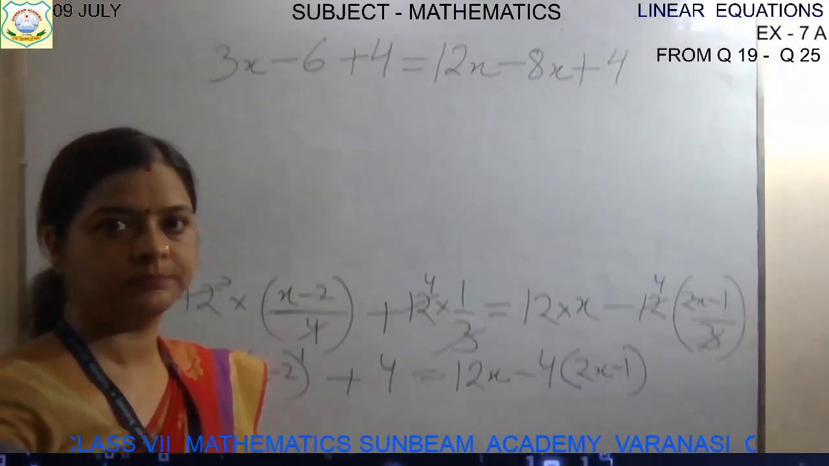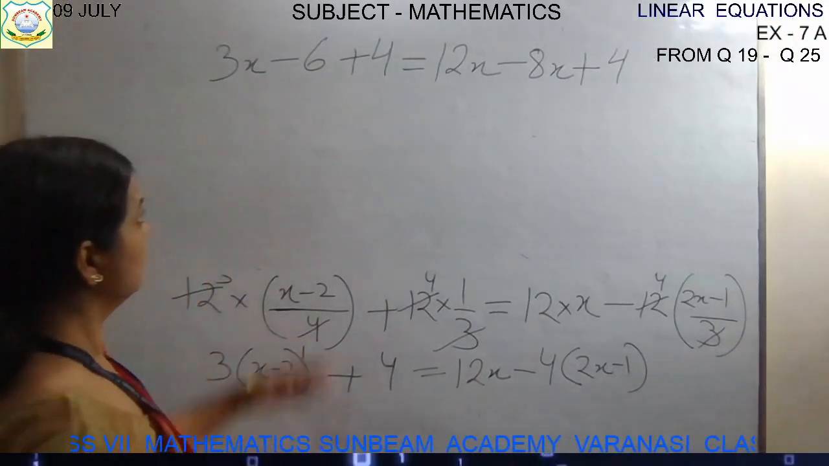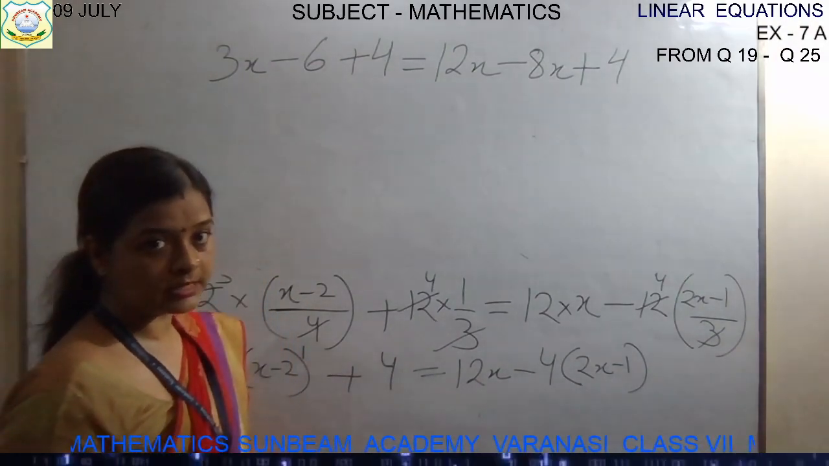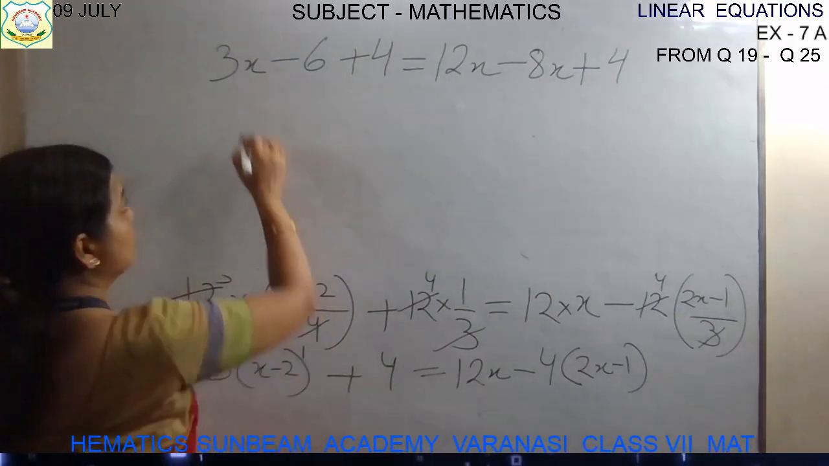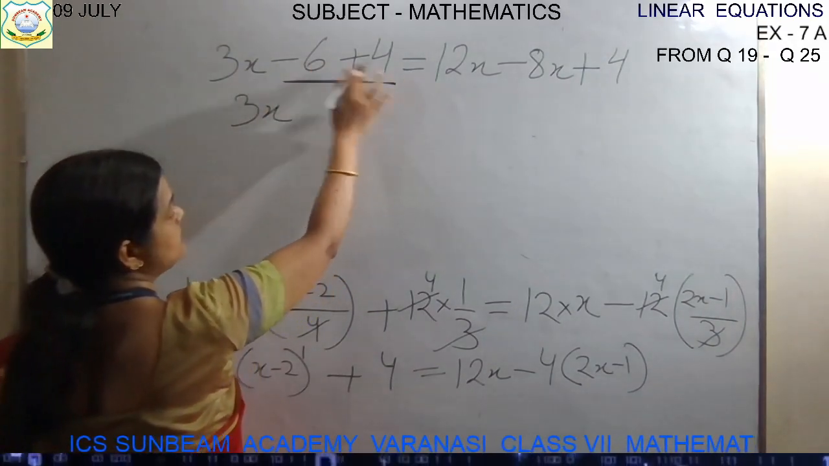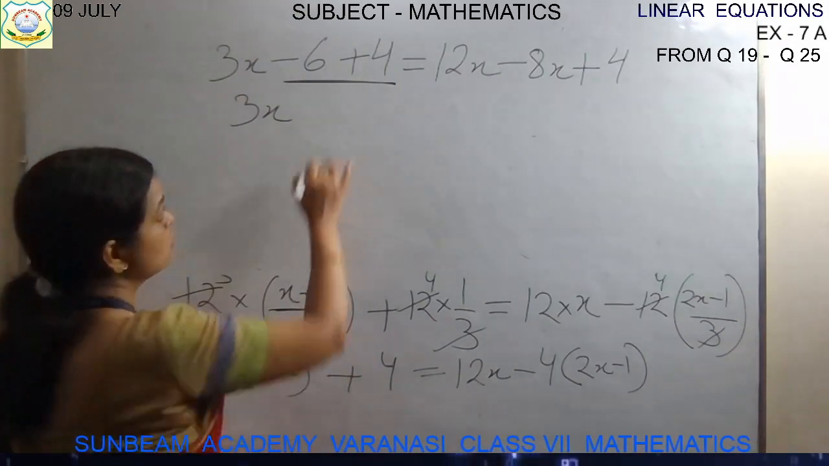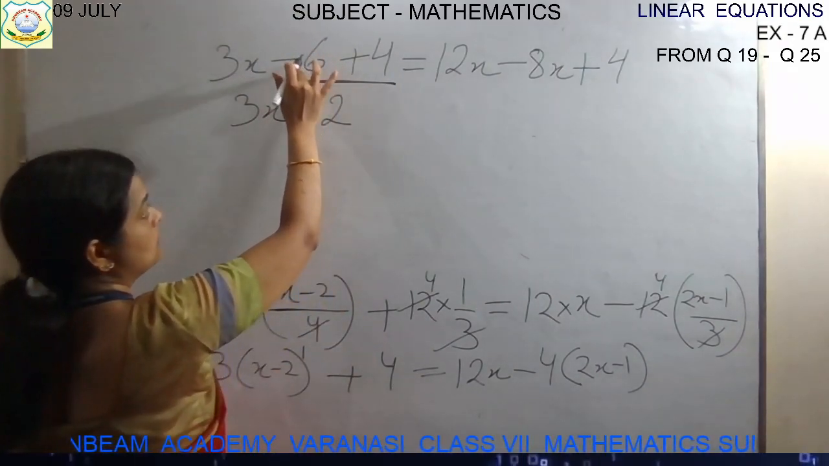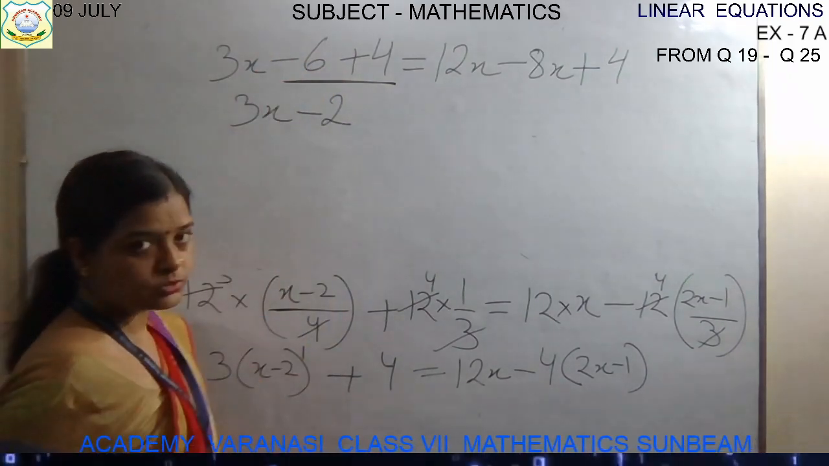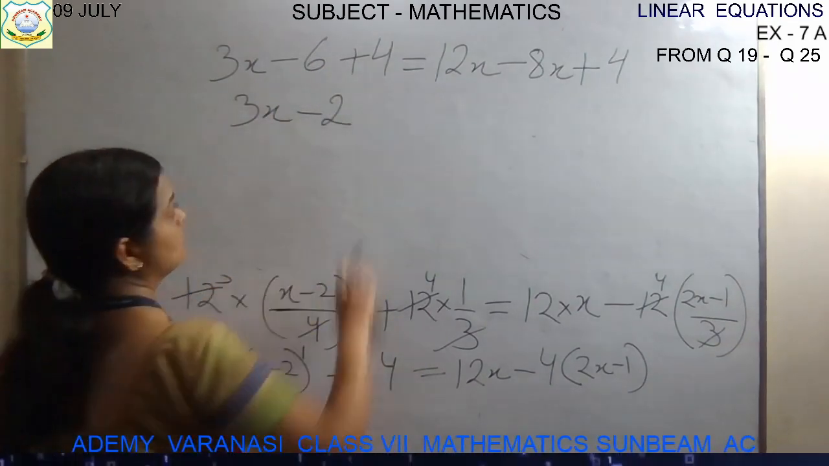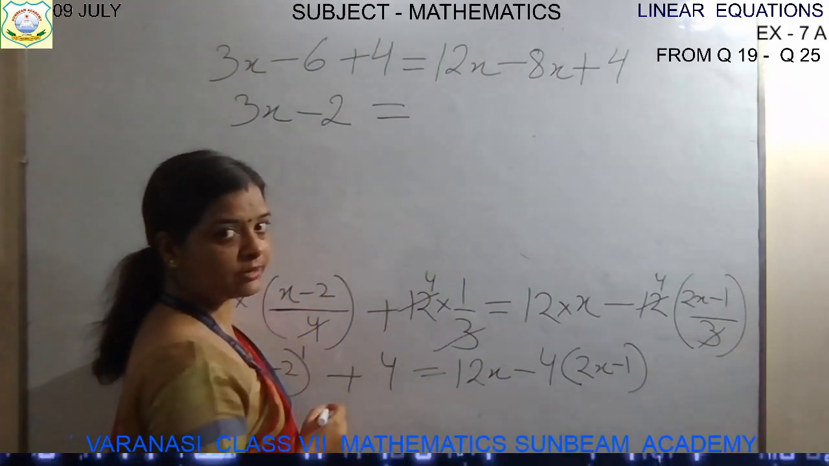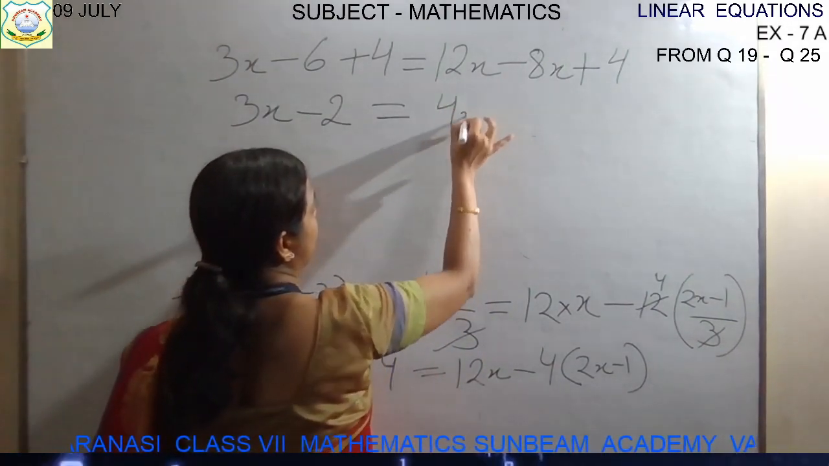I am adjusting it. Clear? Now let's solve this. How? Separating variables on one side and constants on the other side. But before that we can solve it further. This is 3x, and minus 6 plus 4: if you solve this, children, subtraction will take place, 2 will be left, and the sign of the bigger number. The bigger number is 6, its sign is minus, that's why minus. So we will solve it first. Then, is equal to 12x minus 8x. How much is left? 12 minus 8 is 4. 4x plus 4.